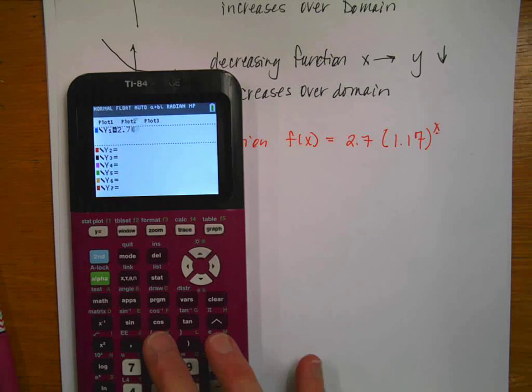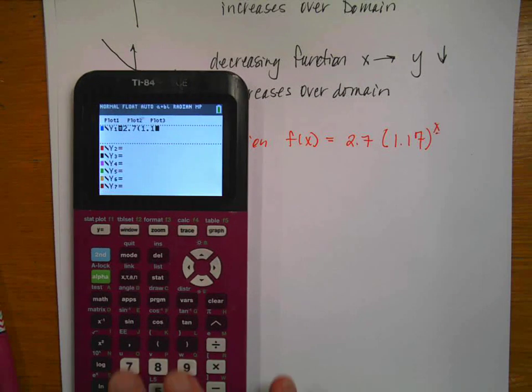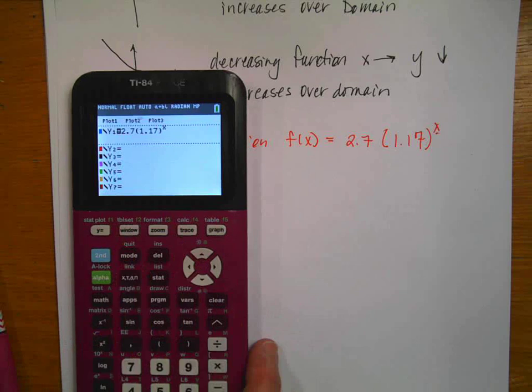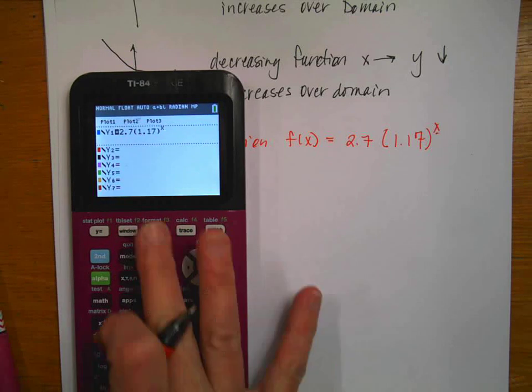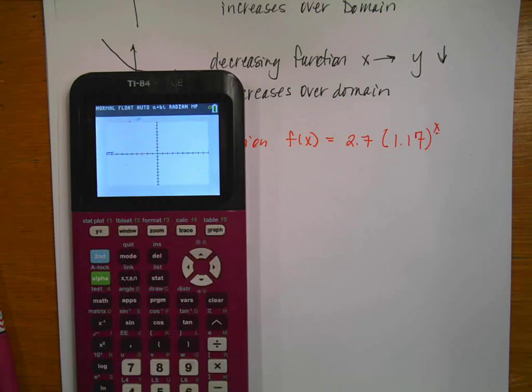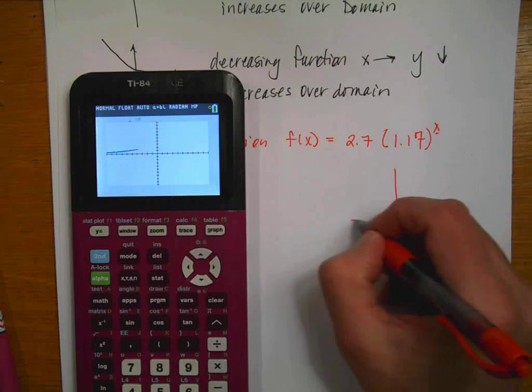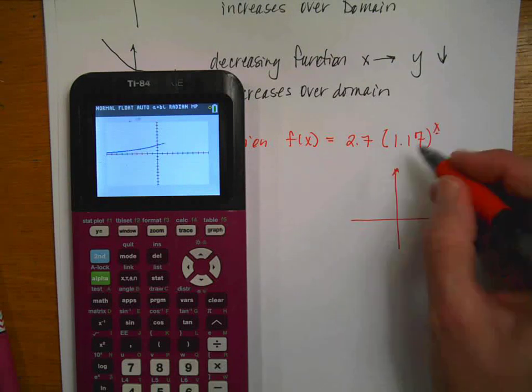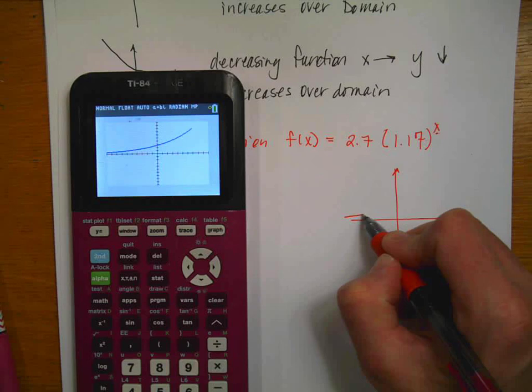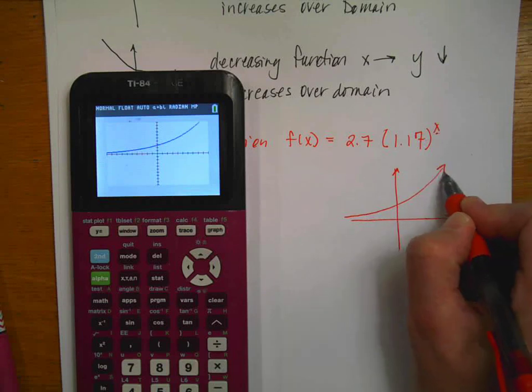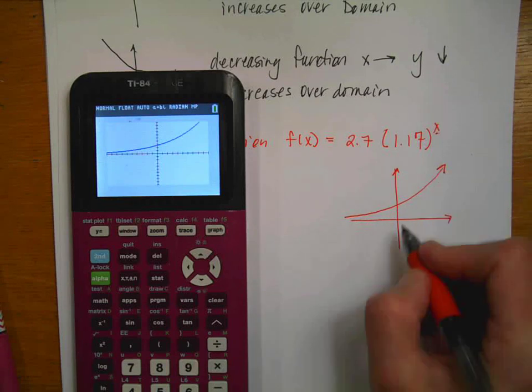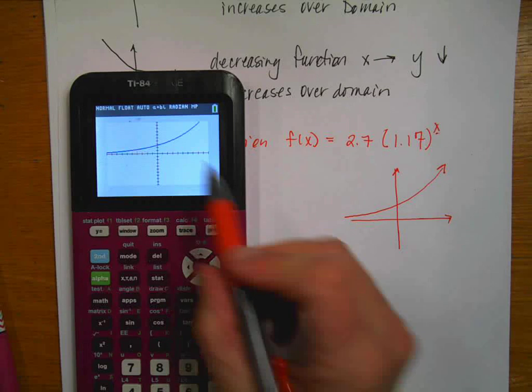And I'm going to do 2.7 times 1.17 raised to my variable. And I'm going to do a zoom 6. And I'm going to sketch my graph over here from my calculator. Okay, all right, so there's my graph. And then I'm going to label the relevant information.